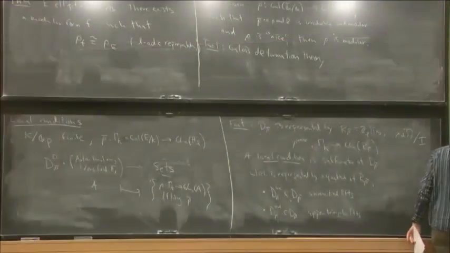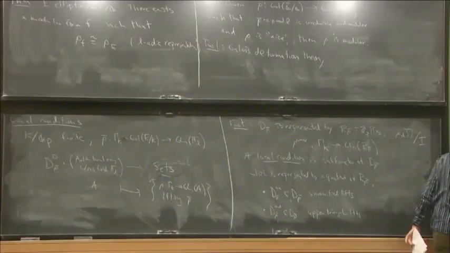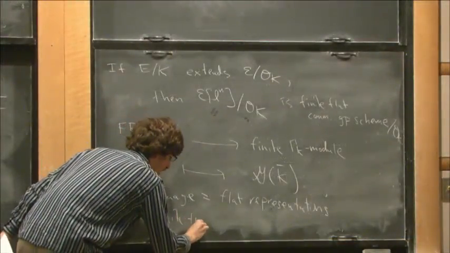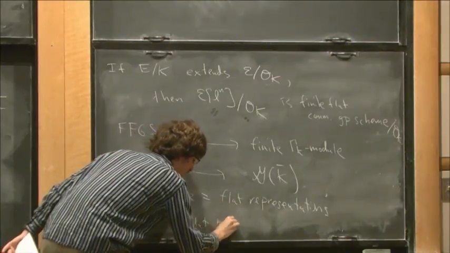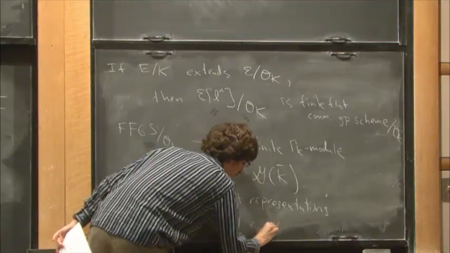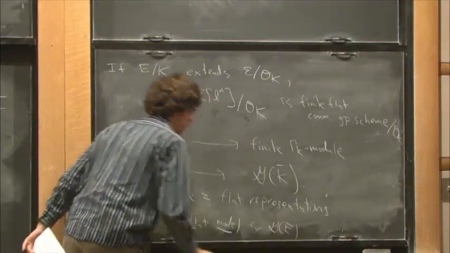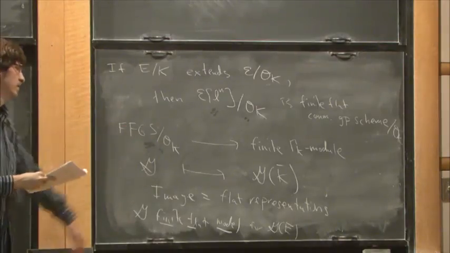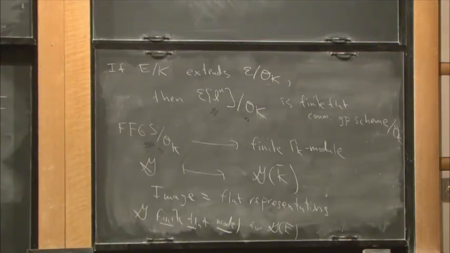Oh, one more remark. So I'm going to also call this G a finite flat model for the representation. So in general, in this generality, this map is neither injective nor surjective.